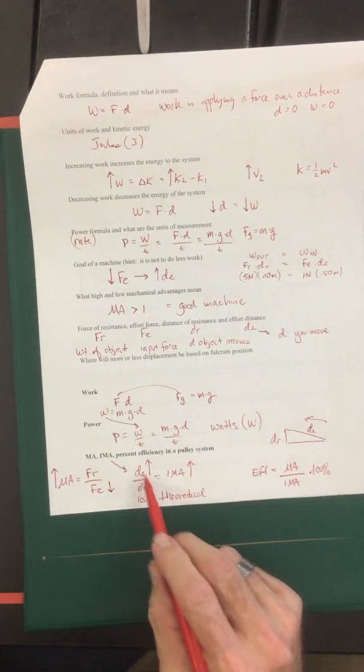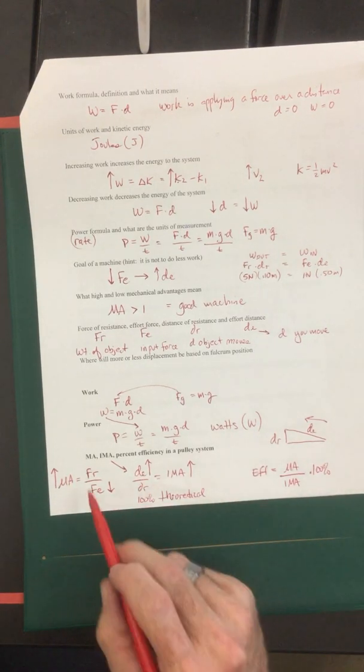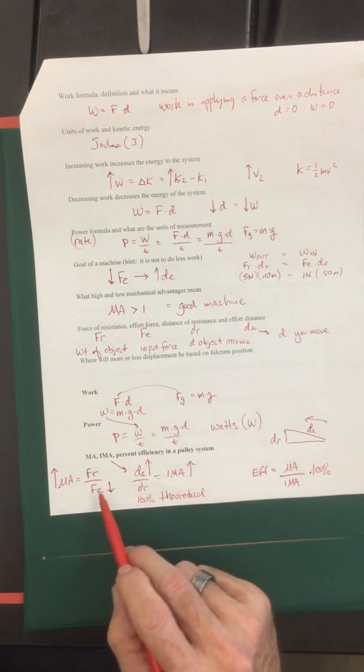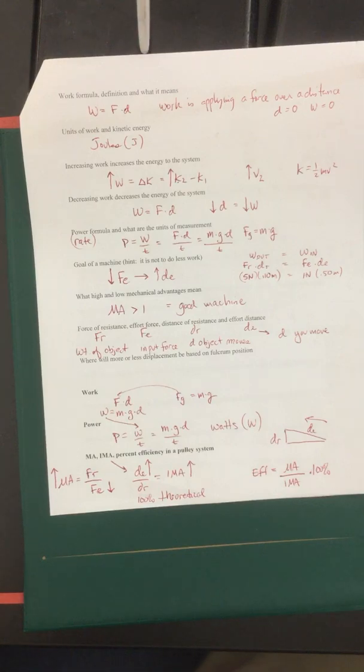So the theoretical is based upon the distances, and the mechanical advantage is based upon the force of the object and the force that you actually put in, and the efficiency is this formula over there. That's it for our final review. Please let me know if you have any questions.